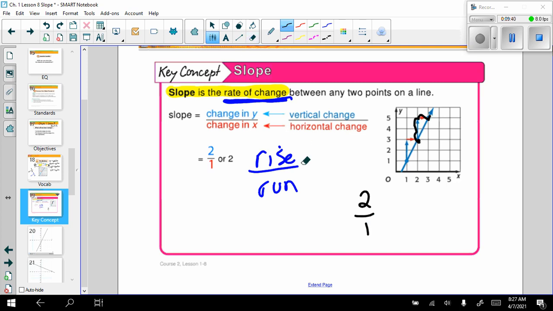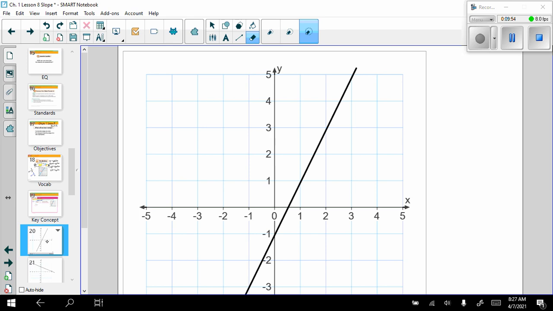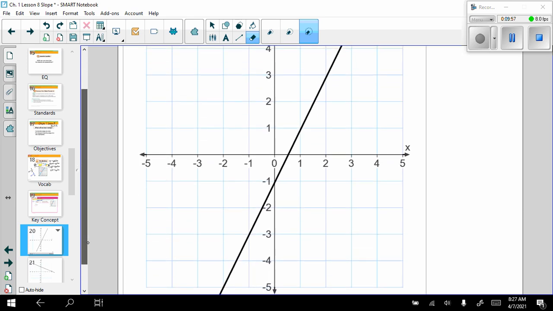Okay, remember, positive is up, positive is right. Negative is down, and negative is left. All right, let's move on to a real example like GMM is going to show you. So this is something similar to GMM.